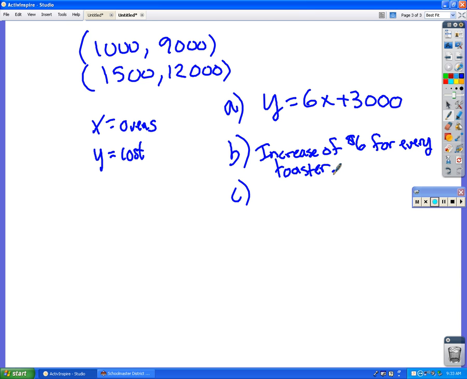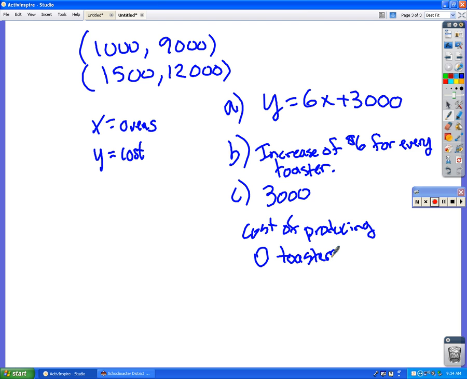Okay, and then what's the y-intercept of the graph? I'm going with the initial cost of making toasters. 3,000, and the initial cost is associated with making how many toasters? 0. Okay, so if you made no toasters, the cost of producing 0 toasters, it cost you $3,000 to make no toasters.